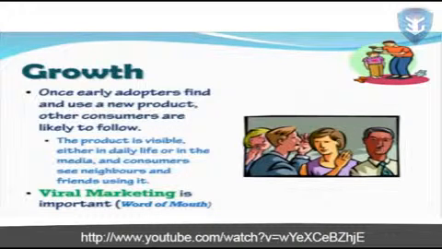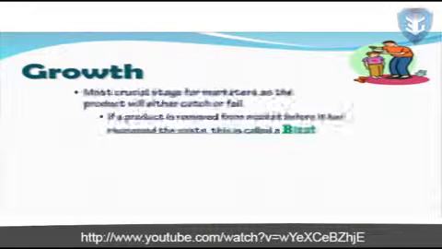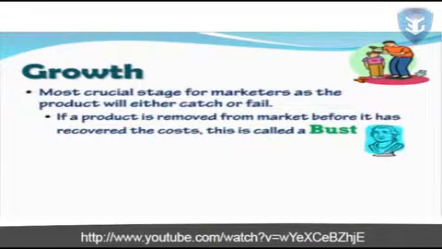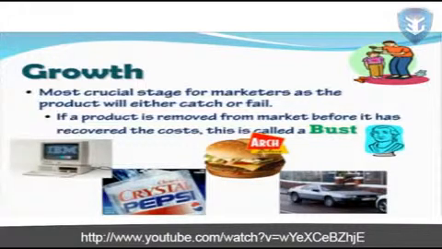So if your product is visible and it's out there in the daily lives of consumers and in the media, then you'll see consumers starting to buy it, and they'll see neighbors using it, they'll see their friends using it, and they'll buy more and more product. The growth stage is considered to be the most crucial stage for marketers because this is where the product's either going to catch on and be successful or fail, hashtag fail, right?